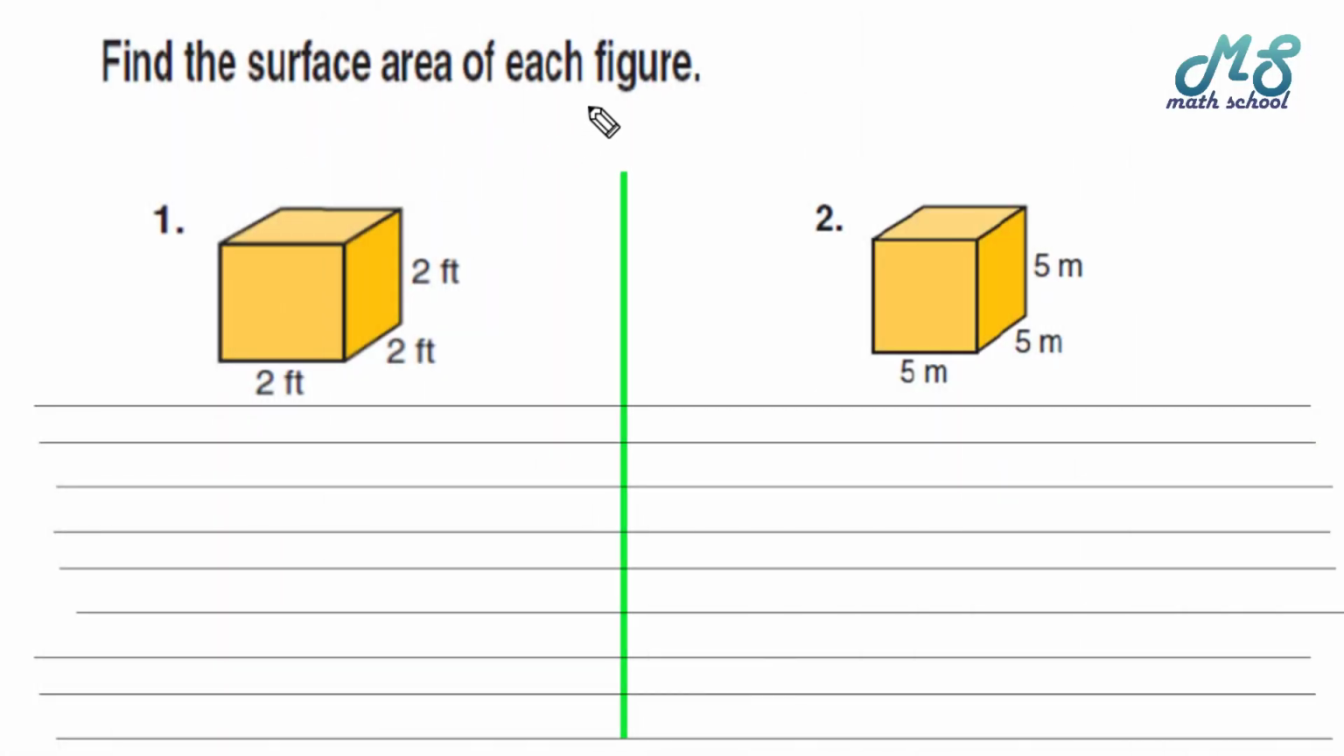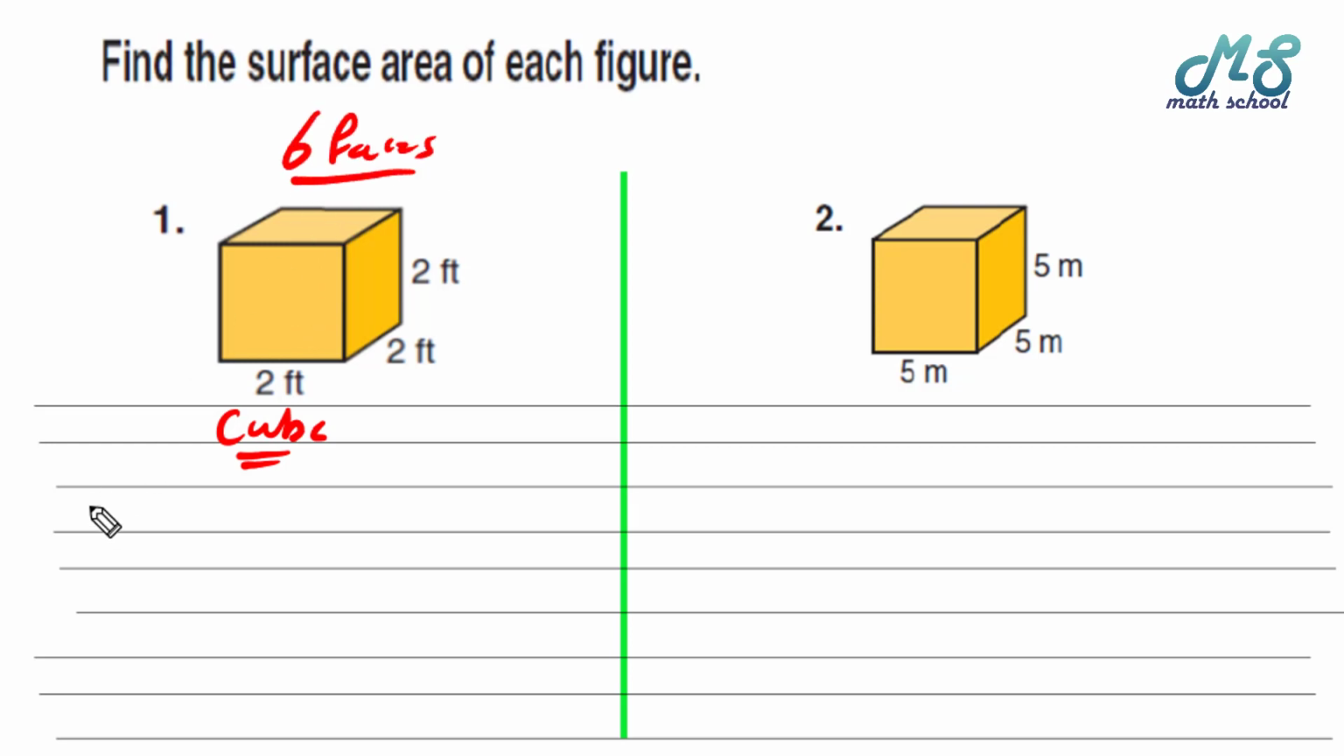Find the surface area of each figure. How can we find the surface area of a solid? The first solid is a cube. To find the surface area, just find the area of all faces. How many faces does the cube have? 6 faces, as we studied before.